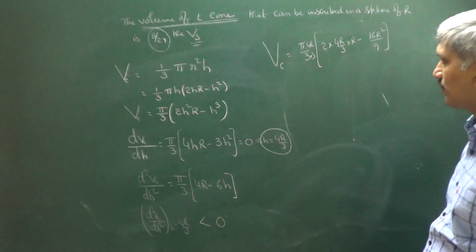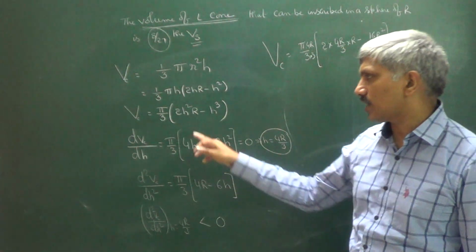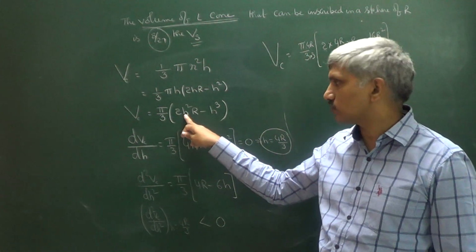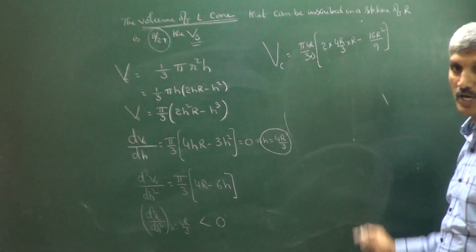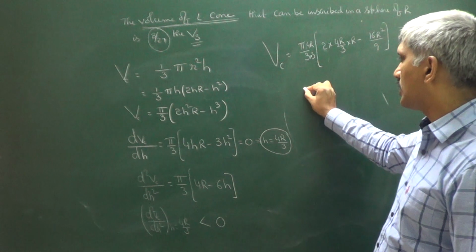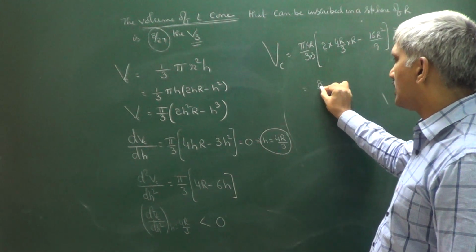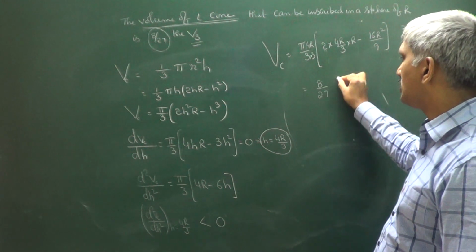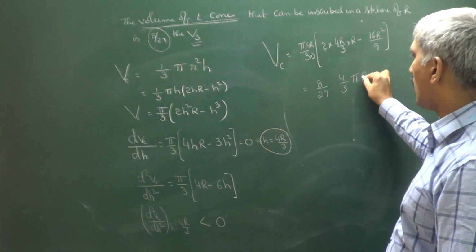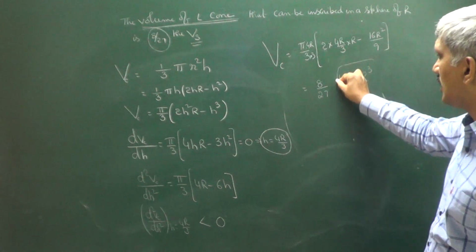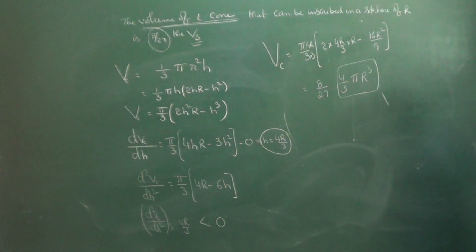I hope everyone followed. Wherever h is there, we can directly substitute here also. In place of h I write 4r by 3. Now simplify this one. After simplification you will get 8 by 27 into 4 by 3 into pi capital R cube. That is the value we are getting.